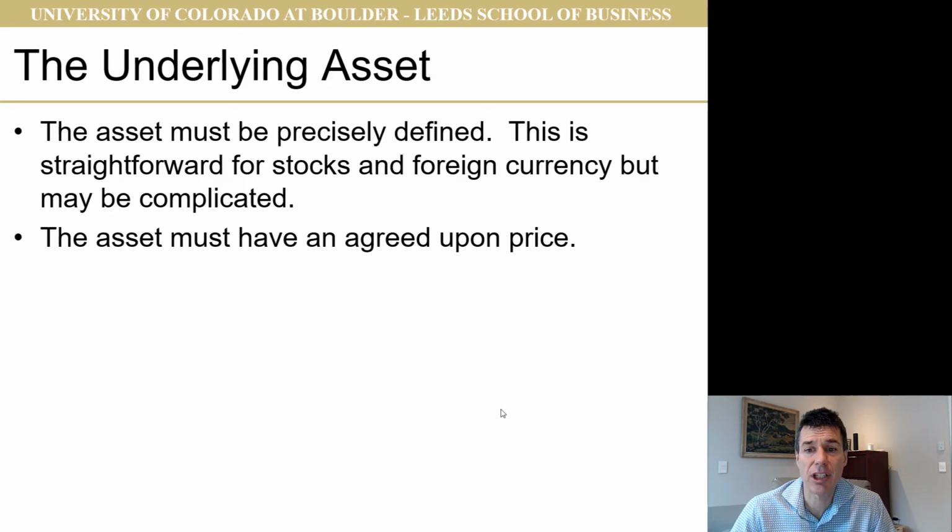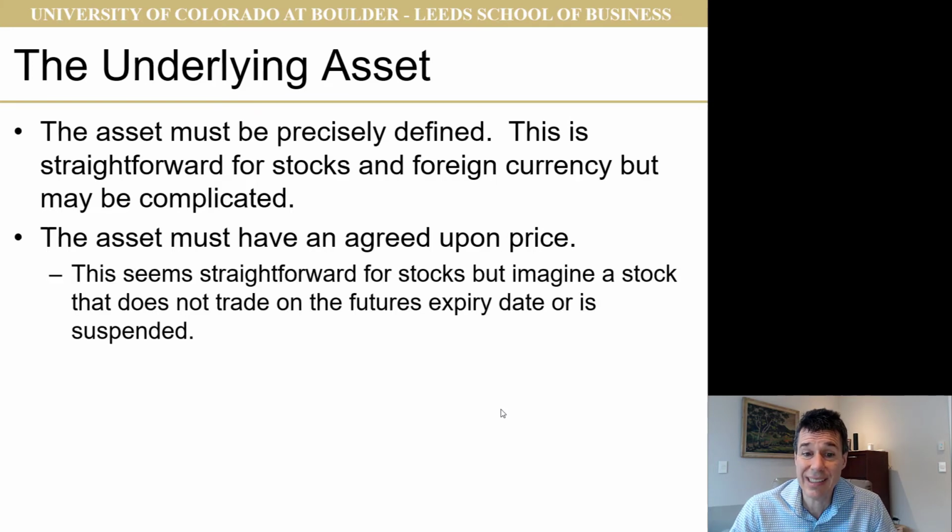The asset has to have an agreed upon price. So we need a price which is verifiable and agreed. And again, it seems pretty straightforward for stocks, but imagine for a second that a stock doesn't trade on the futures expiry date or is suspended. And this happens all the time, right? It doesn't happen to a particular stock. It happens rarely.